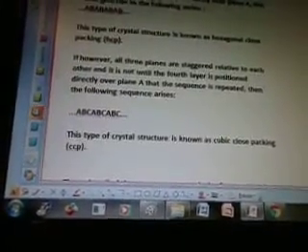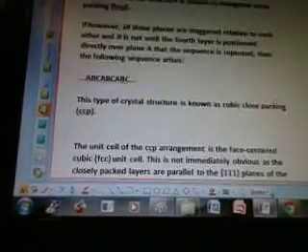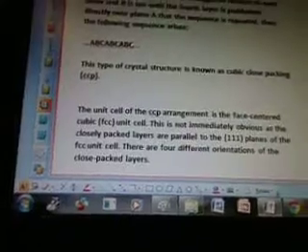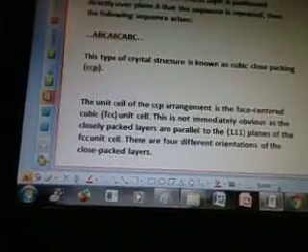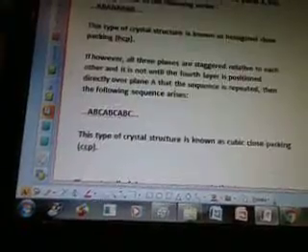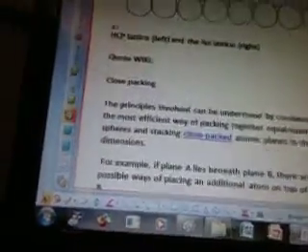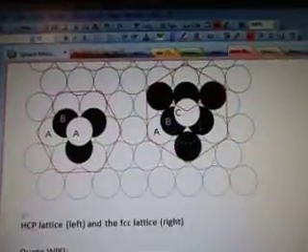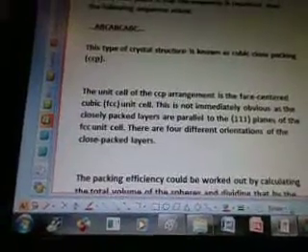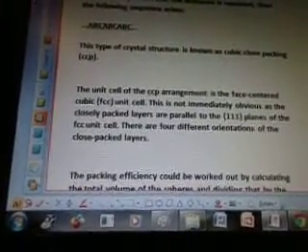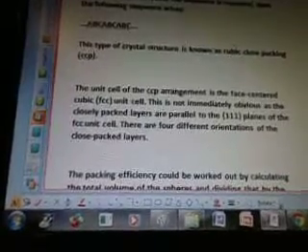If, however, all 3 planes are staggered relative to each other, it is not until the 4th layer is positioned directly over plane A that the sequence is repeated, then the following sequence arises: A, B, C, A, B, C, A, B, C. This type of crystal structure is known as cubic close packing, CCP. So HCP is on the left and FCC is on the right. Okay. The unit cell of the CCP arrangement is the face-centered cubic FCC unit cell.